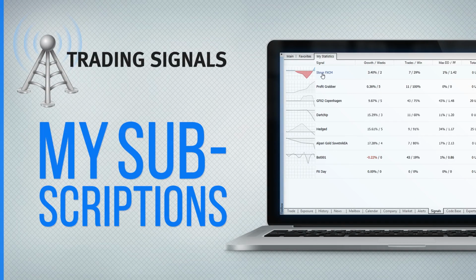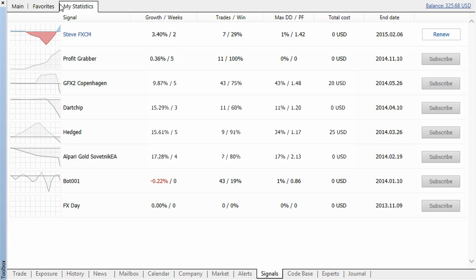In the My Statistics tab, you can find a report on all your subscriptions, both active and completed. The list contains the following information: your growth chart, name of the signal, growth of the deposit in percent, and the number of weeks during which you were copying the provider's deals. Brief statistics on trades, drawdown, and profit factor of all copied operations can be found here.